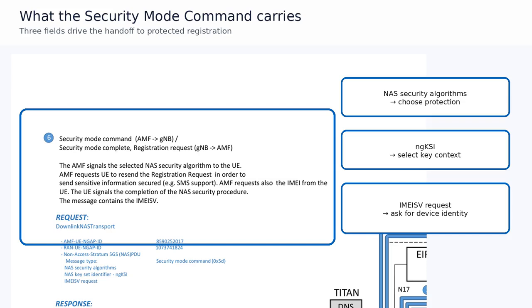So when you read the block, don't see it as a long list of parameters. See it as a compact contract. Here is the algorithm. Here is the key context. Here is the device identity request. And here is the command that moves registration into a protected mode.